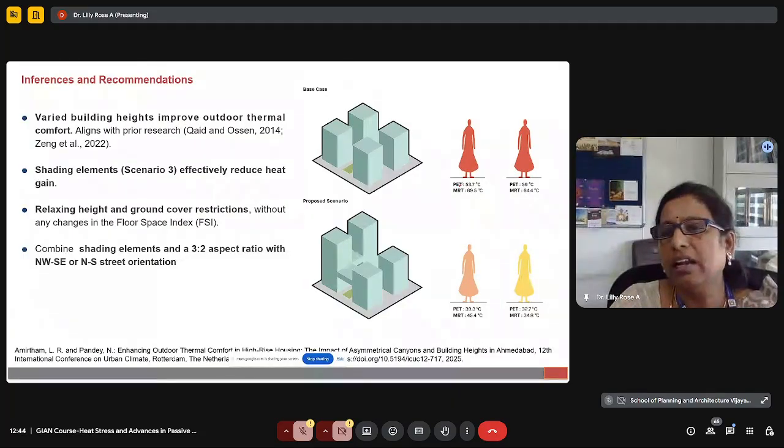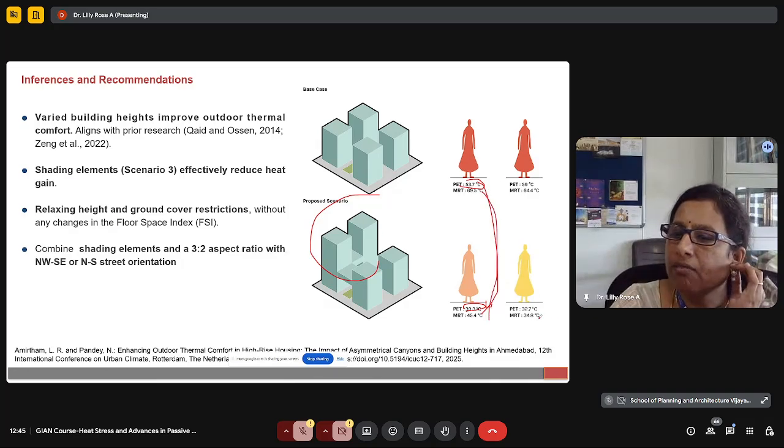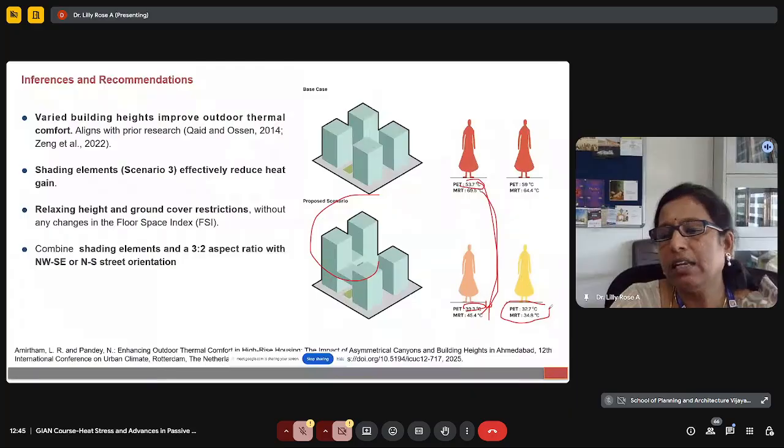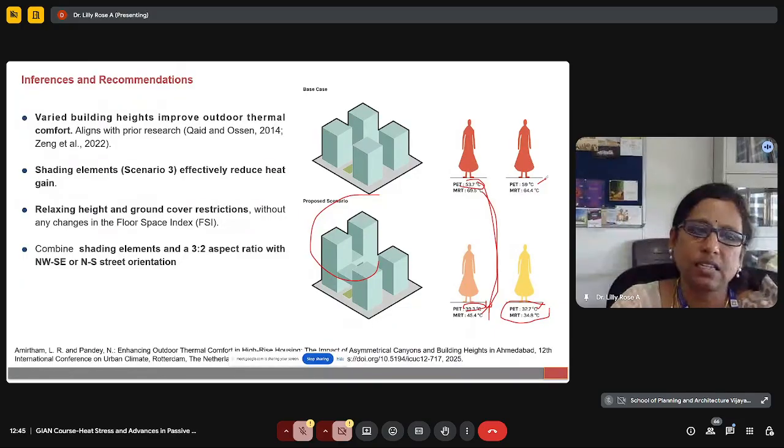So we could see a reduction of PET from 53.7 degrees to 39.3 degrees. This is in winter and this is in summer. Because of the proposed scenario, this was reduced to about 39.3 degrees Celsius in summer, and our MRT was significantly reduced. And even the PET in winter in the proposed state reduced to 32.7 from 59.7 in the existing scenario.